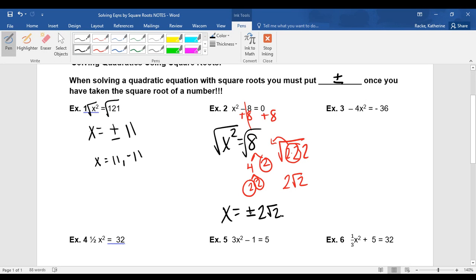All right, moving on to example 3. My x squared is not by itself. I have a negative 4 here. So what I'm going to do is divide both sides by negative 4. The negative 4s will cancel each other out, so I get x squared. Negative 36 divided by negative 4 gives me a positive 9. Now I'm going to take the square root of both sides because my x squared is isolated. So the square root of x squared is x equals plus or minus the square root of 9, which is 3.